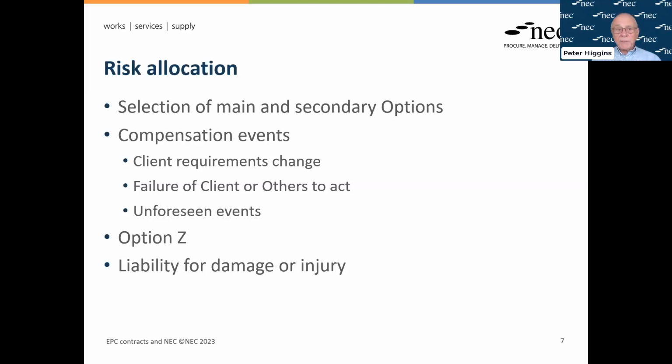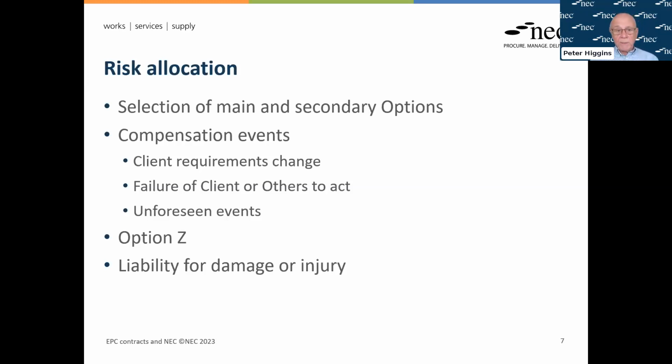Final one to deal with under risk allocation is liability for damage or injury. This is covered in full by Section 8 of the contract. Basically, it means that if the contractor causes damage or injury, it's the contractor's responsibility and liability. If the client does it, it's the client's responsibility. But there are a couple which are of the nature of just happening. Ones are the usual war, riot, and such like, radiation. Those are specified in the contract as client risk.